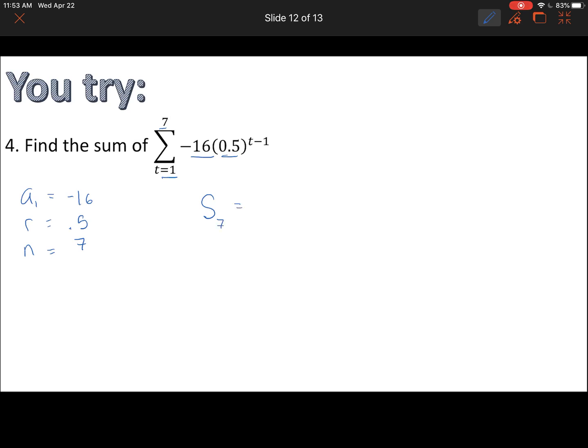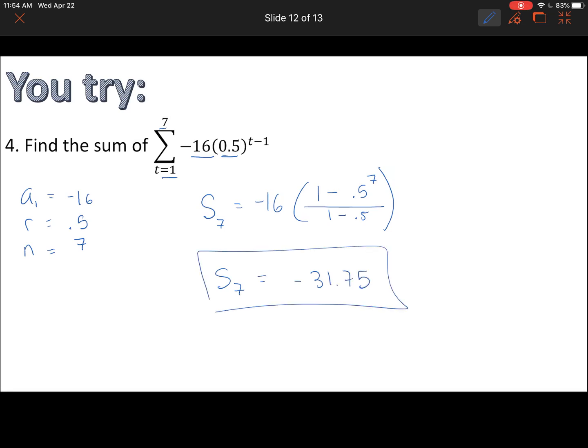The sum of 7 terms is equal to the first term times 1 minus the r value of 0.5 raised to the n value of 7, whole thing over 1 minus the r value of 0.5. Be careful when you enter it in your calculator. When you do that, you should get negative 31.75.